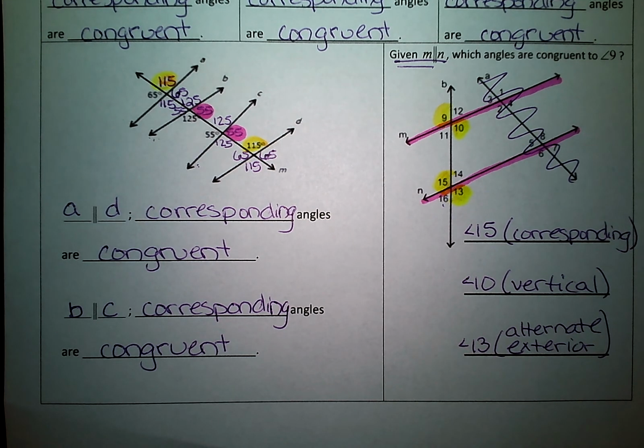If you remember what we said from the very beginning, there's a way to keep this very simple. All the obtuse angles on this set of transversals and parallel lines are congruent to each other. Angle 9, 10, 15, and 13 are all obtuse, and therefore they're all congruent to each other.